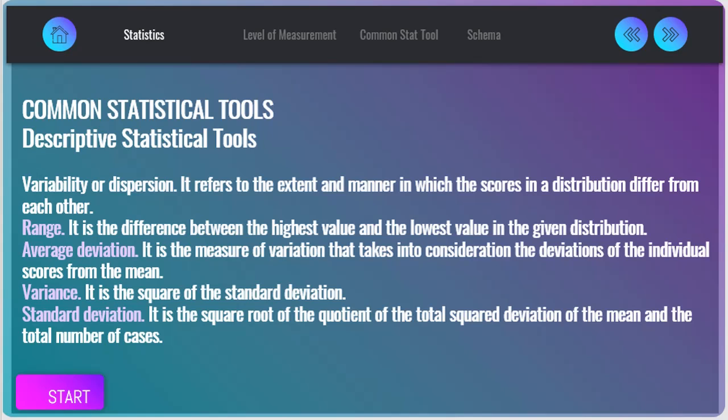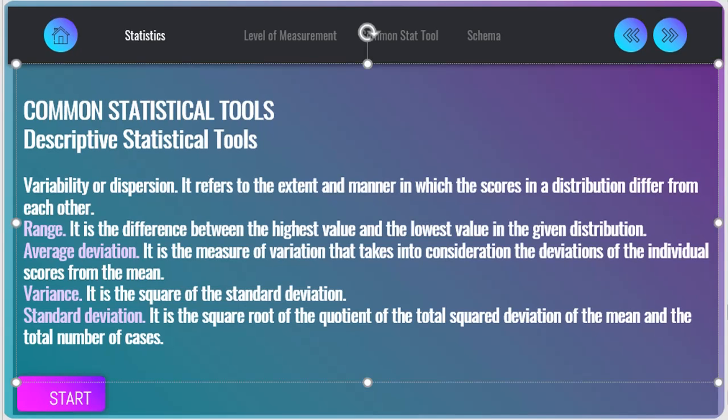By the way, the other names of dispersion or variability are variation and spread. So when we look at a variable, we can look at the variation. This is the amount of scattering of the values away from the central value. To measure variability or dispersion, you can use the following: range, average deviation, variance, and standard deviation.